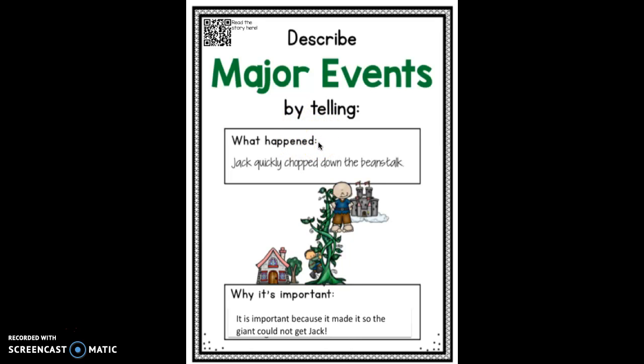And you don't want to tell every single event, just the important events. Like in the story Jack and the Beanstalk. Jack quickly chopped down the beanstalk.